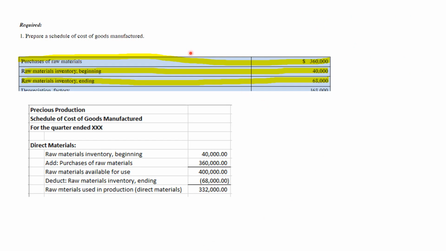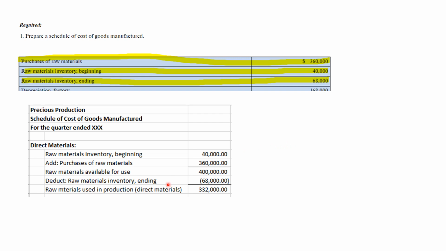As you can see, I started my first schedule with my direct raw materials. I took the information we looked at last slide. So I have my raw materials inventory beginning of $40,000, which is right here. I brought it in. We're going to add our purchases of raw materials, which is $360,000 here, and add them together to get $400,000 for all the raw materials we have available for use. So this is all the raw materials we have to start putting into our products. Like I said, in my ongoing example of the wooden benches, this is all the wood. I have $400,000 of wood sitting ready to be used.